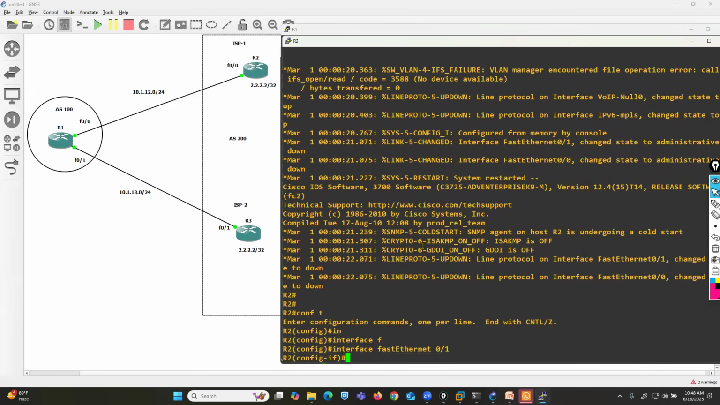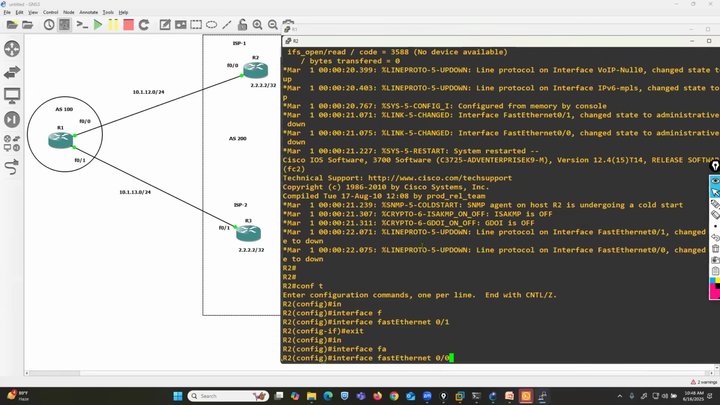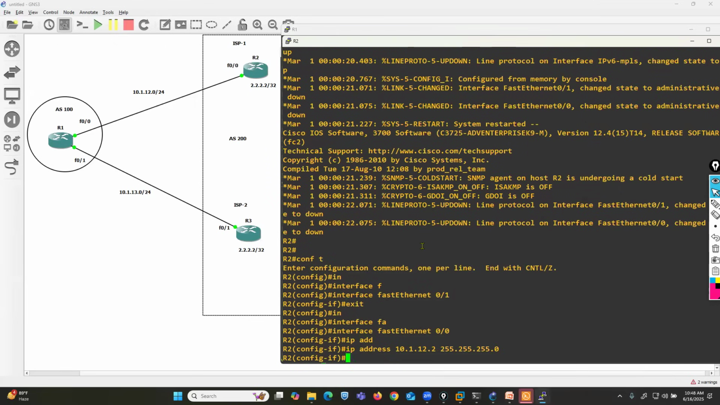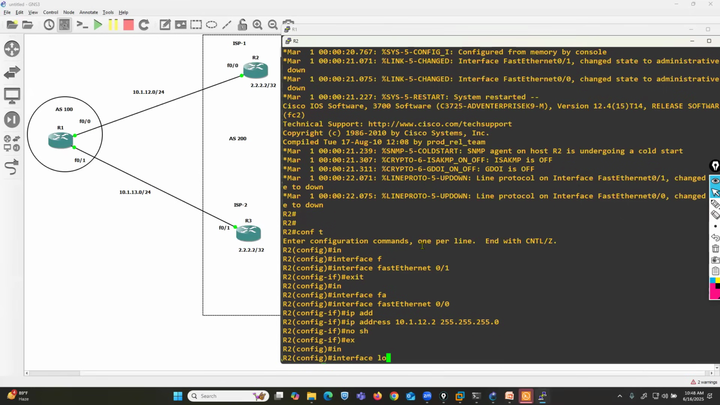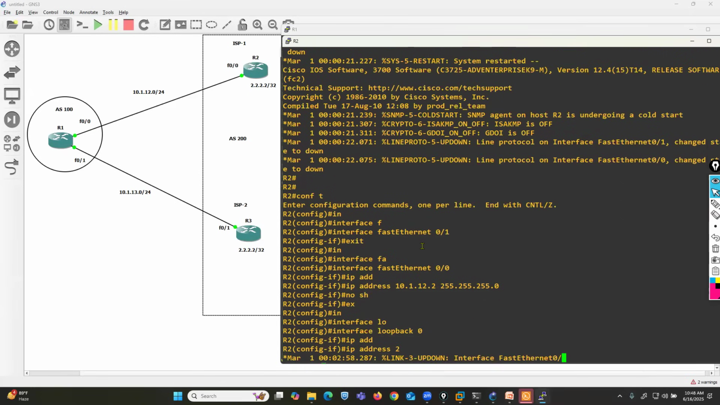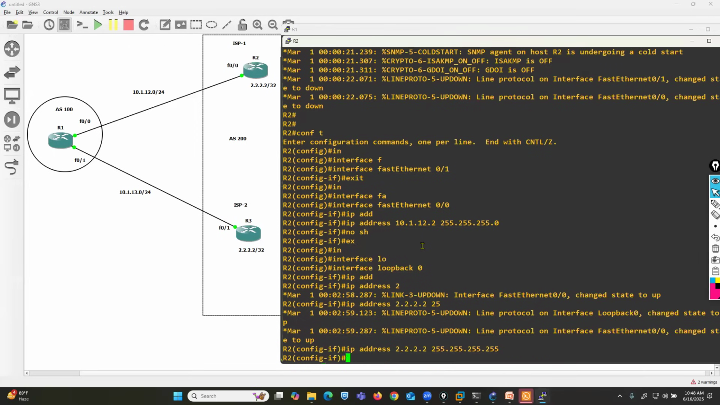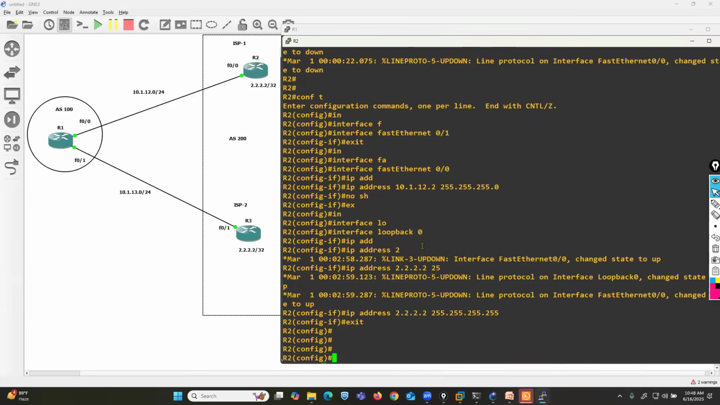So FastEthernet 0/0, 10.1.12.2, mask, no shutdown. Interface loopback 0, 2.2.2.2, mask. Okay, now let's try to configure BGP.